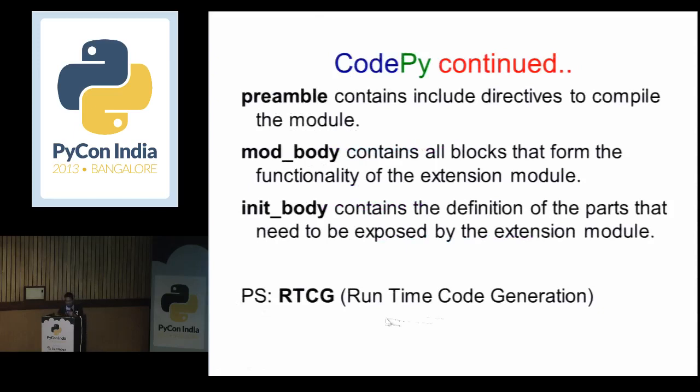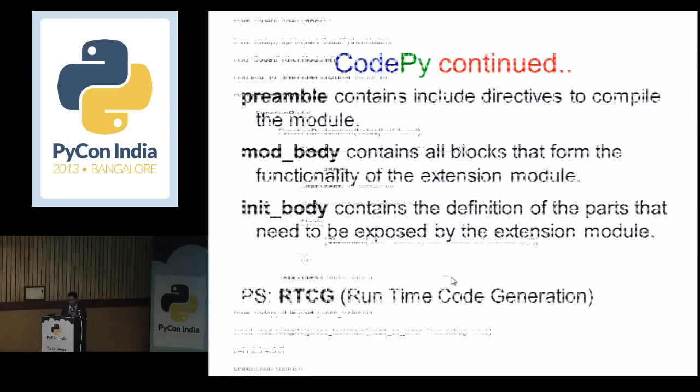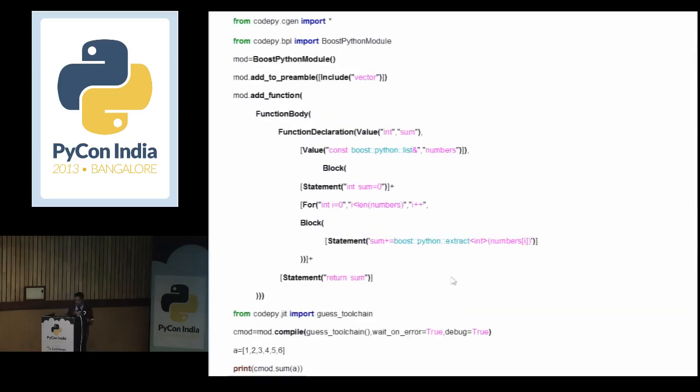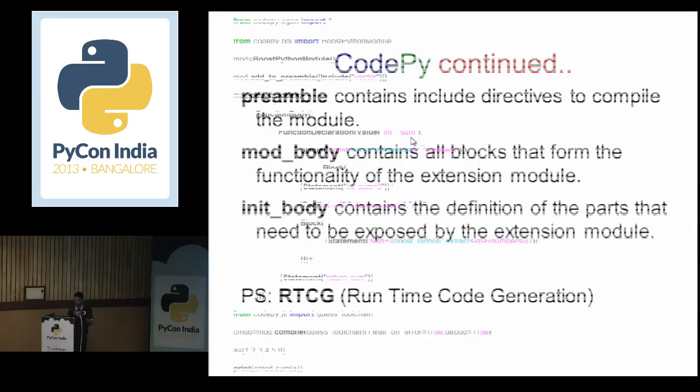So RTCG, it's runtime code generation. So as I have told you, CodePy creates extensions on the go. So you just write this code and you compile, you just run it in Python and you will just have an extension. So you can see here it is print sum a. It is here. It is the function here.